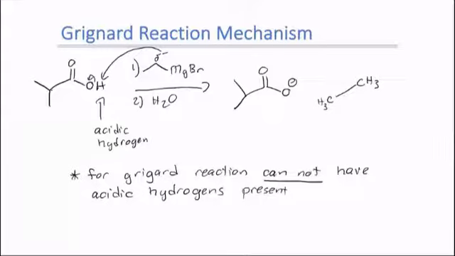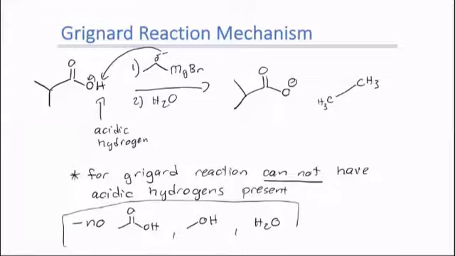So we cannot have acidic hydrogens present during Grignard reaction, which means no carboxylic acids, no alcohols, and no water. So you can't have these around when you do a Grignard reaction. If any of these are around, the hydrogen associated with that oxygen there is going to react with the Grignard reagent instead.